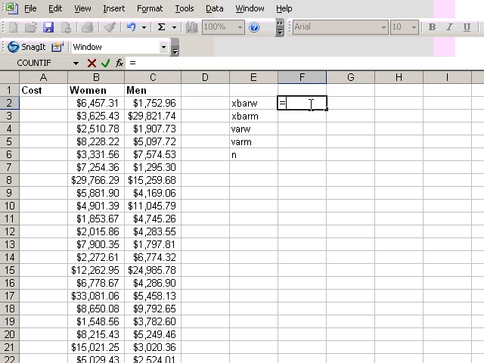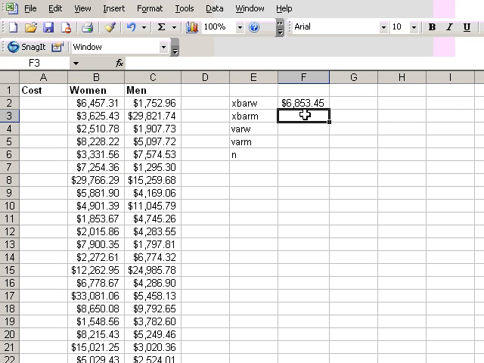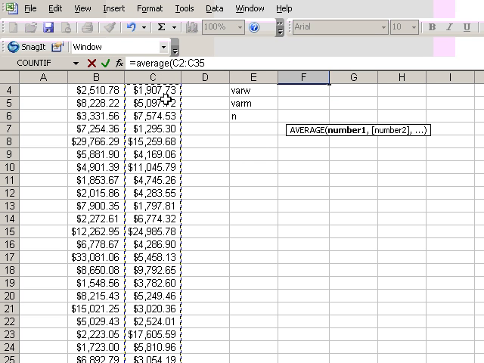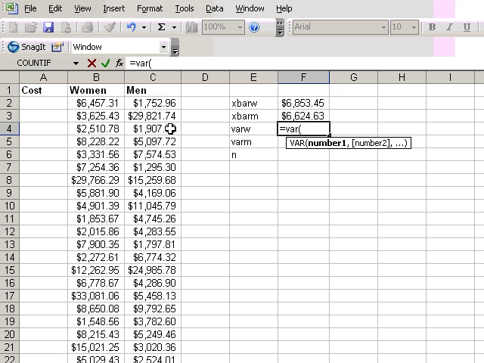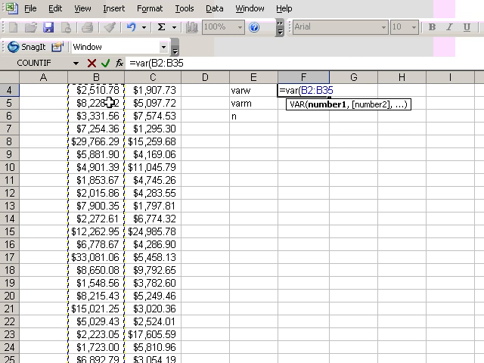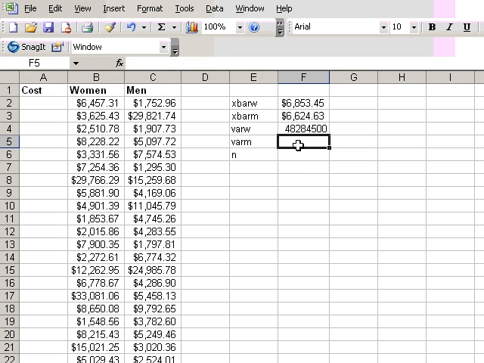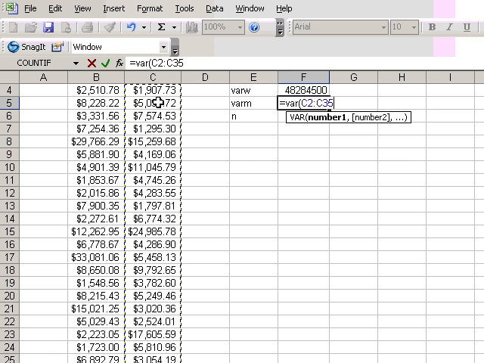It's equal to average for women, Control Shift down arrow, and average for men, Control Shift down arrow, and the variance is equal to VAR for women, Control Shift down arrow, and again equal VAR for the men, Control Shift down arrow.